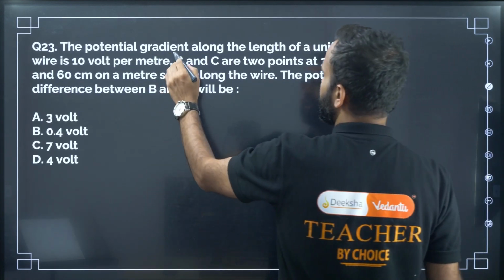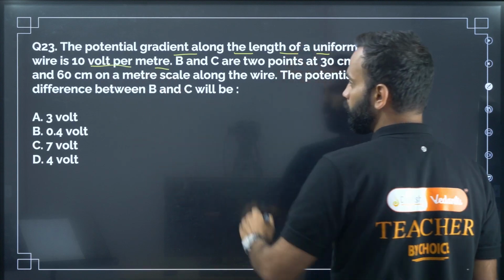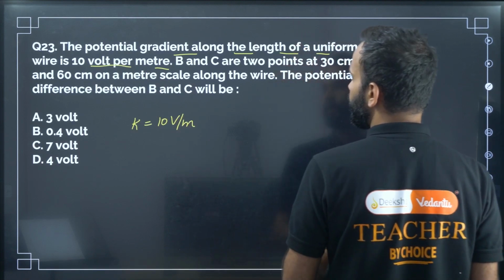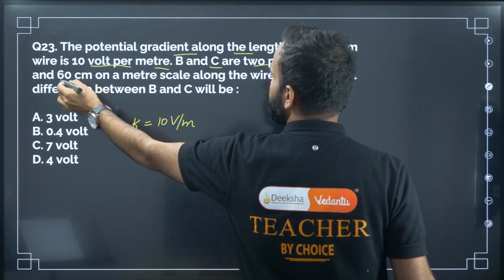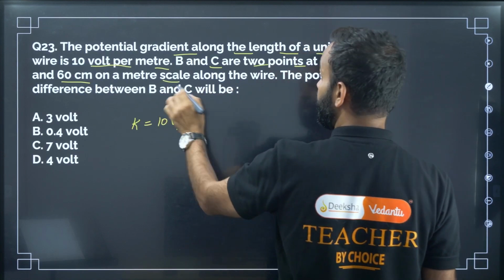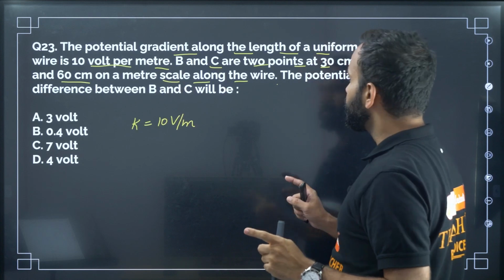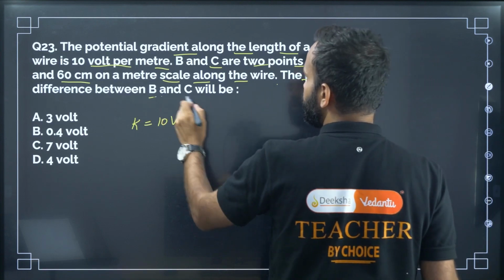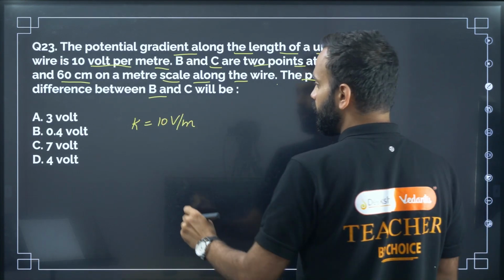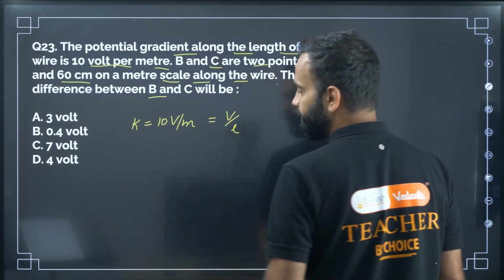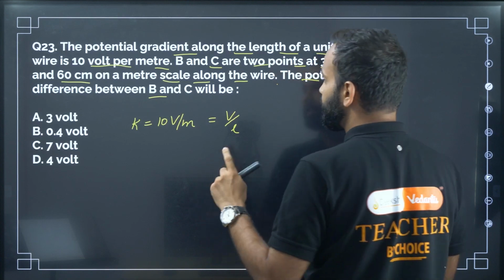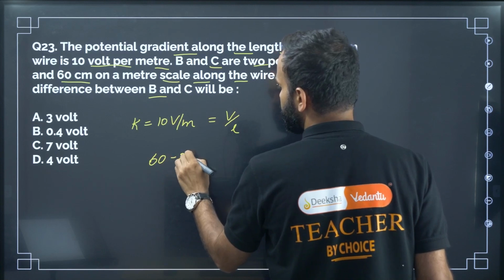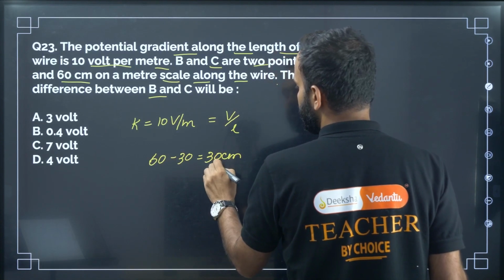Question number 23. The potential gradient along the length of the uniform wire is 10 volt per meter. So that is K is equal to 10 volt per meter. B and C are 2 points at 30 centimeter and 60 centimeter on a meter scale along the wire. The potential difference between B and C. Here the potential gradient K equal to V divided by L, right? So the distance between point B and C is 60 minus 30, which is equal to 30 centimeter. So this is L, right?